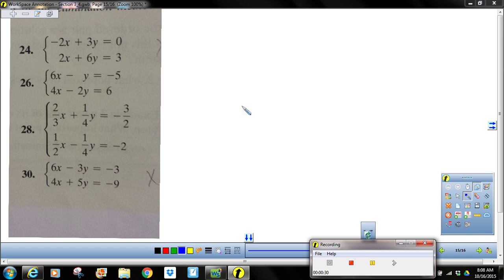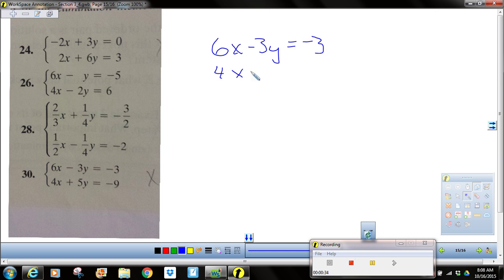Okay, I'm going to start with number 30 because I've already done through 28. Luckily, these two are already in standard form, so things are going to line up nicely. In case you haven't watched the other videos, we're doing linear combination, also known as elimination. And I'm going to try to eliminate one of the variables, either the x or the y, and I need them to be additive inverses to eliminate them.